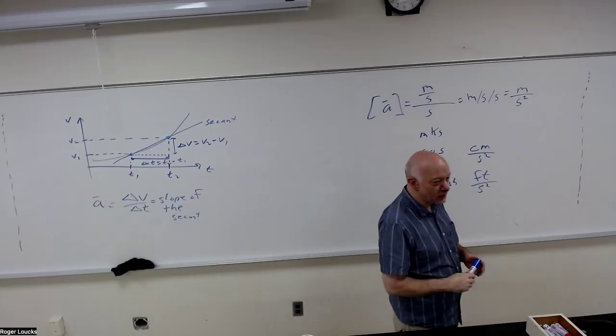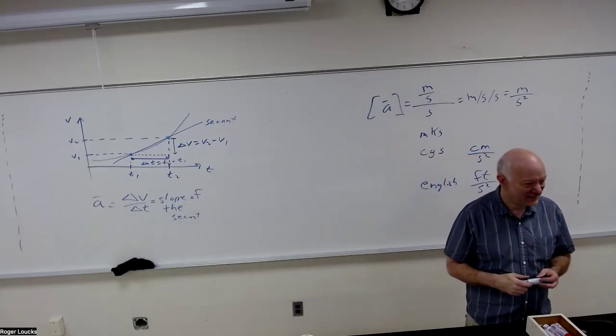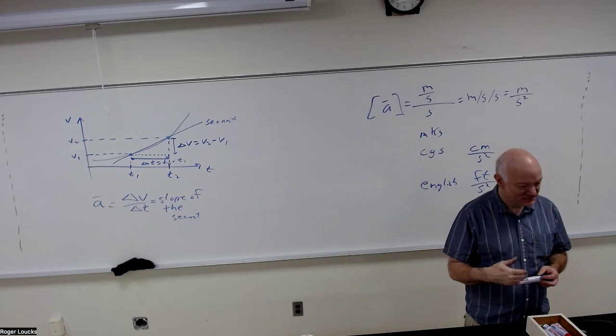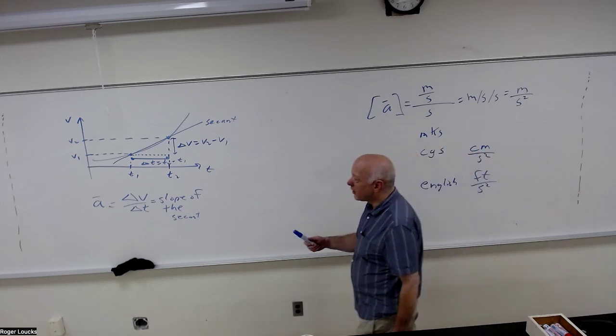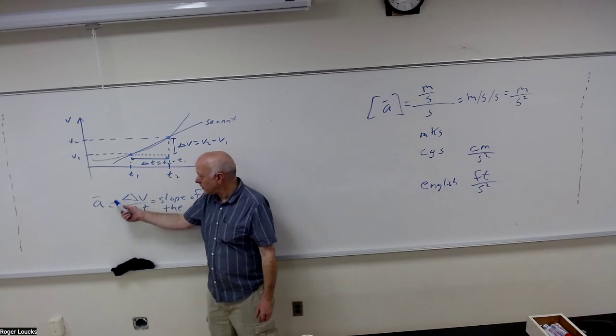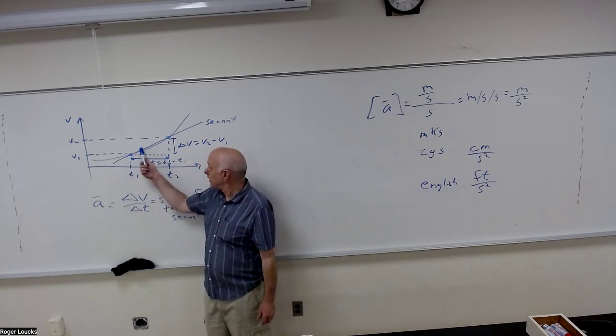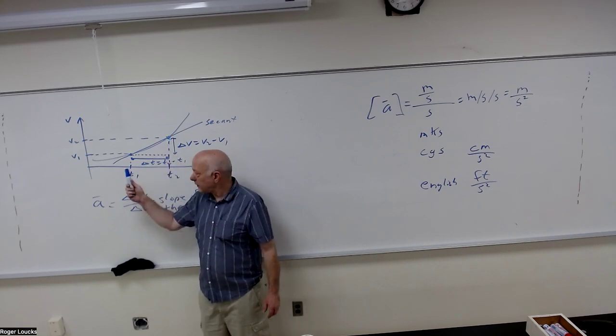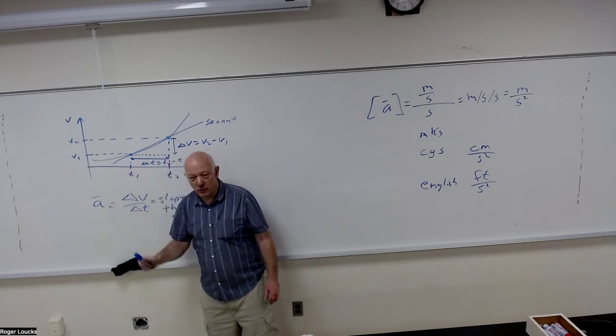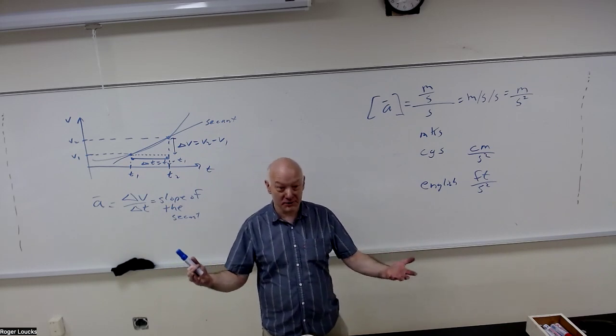What do you think we're going to do on Friday? More of that. This is fine for the average acceleration. So maybe, again, we're driving to Cornell. Maybe this is my speed here at one point, and here's my speed later on. But I want to know exactly what my acceleration is at a point. What am I going to do?